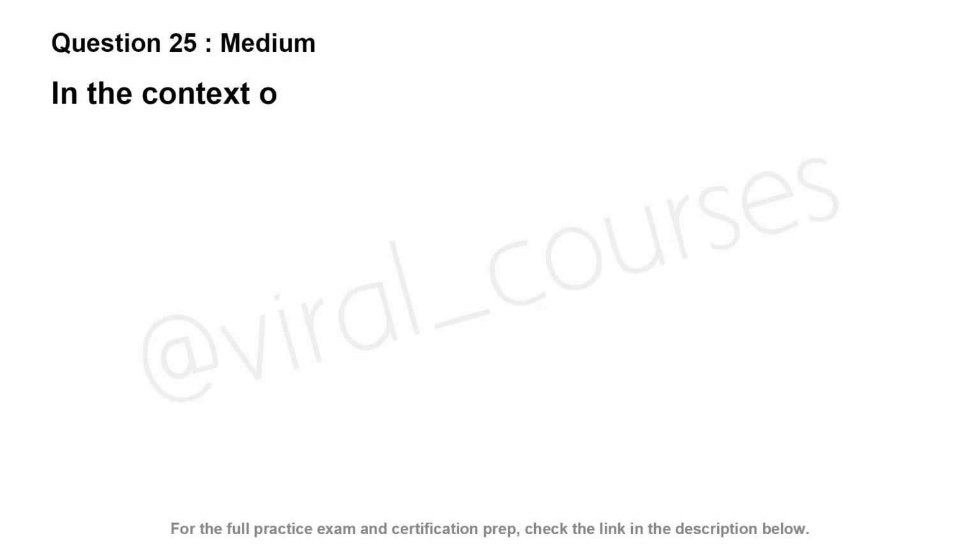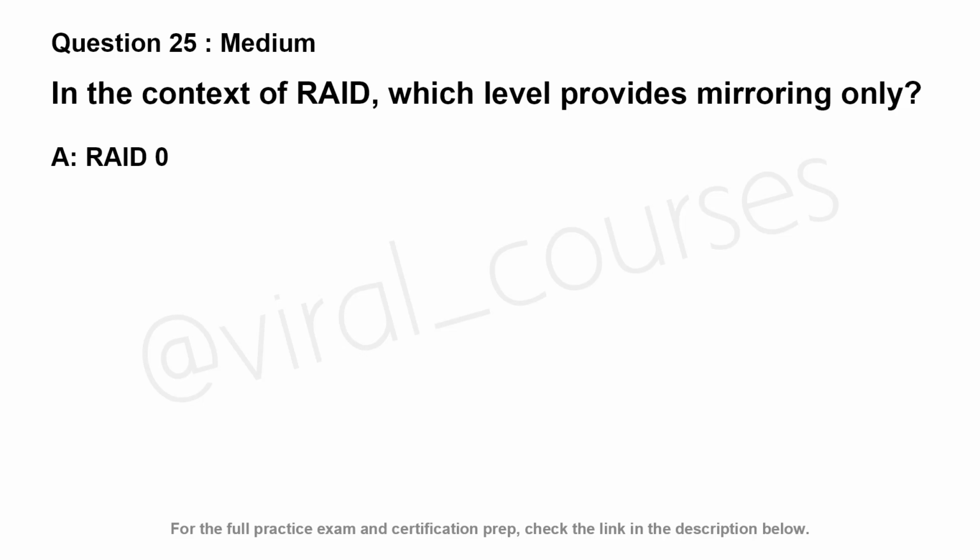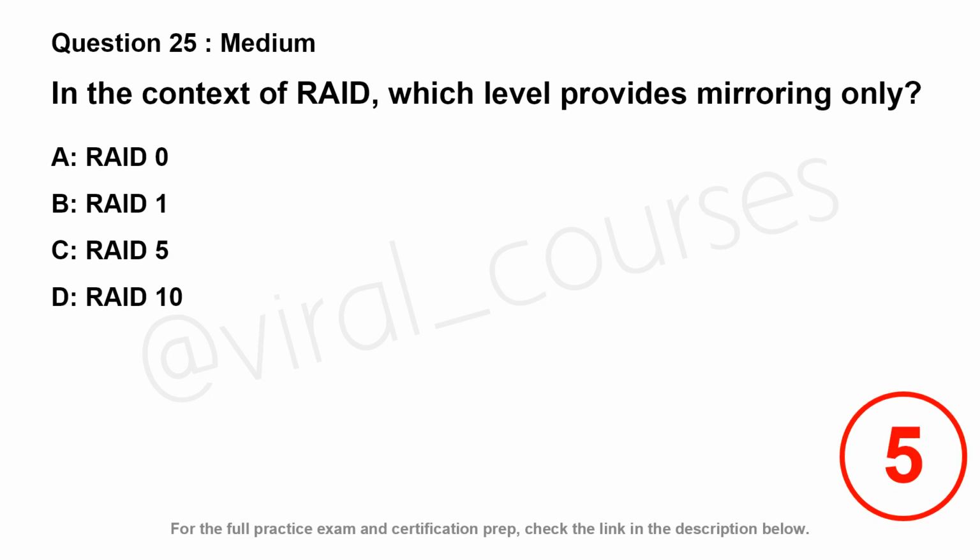In the context of RAID, which level provides mirroring only? Option A, RAID 0. Option B, RAID 1. Option C, RAID 5. Option D, RAID 10.